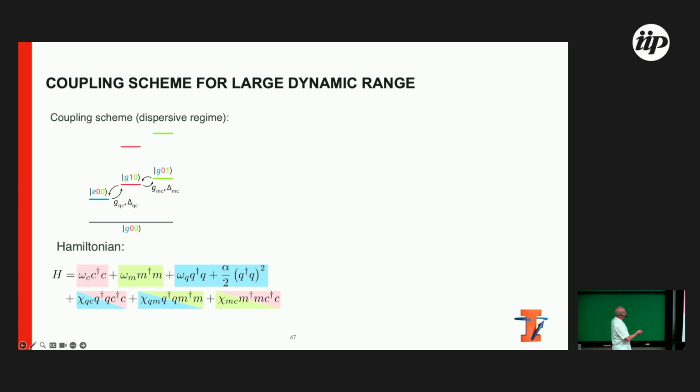And so if we write down the Hamiltonian, we have, of course, our resonator Hamiltonian here, the magnetic resonator here. We have the qubit with the nonlinearity that allows us to just look at the two states here. And then we have all the various couplings between them.